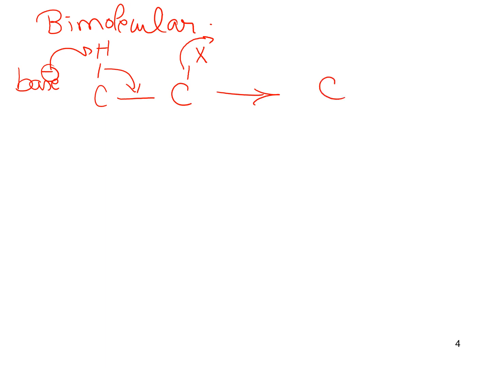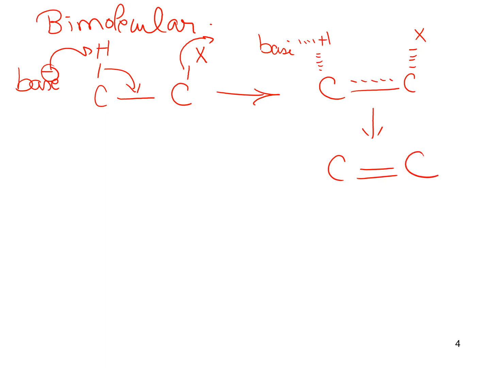Before the double bond is formed, you have a stage where all bonds are still partially formed, partially broken. The bonds to be broken are not yet broken, and the bonds to be formed are not yet formed. And then the reaction proceeds to give the doubly bonded compound. As you can see, the first, or the slow step, involves both the base and the alkyl halide, so it's called a bimolecular elimination reaction.